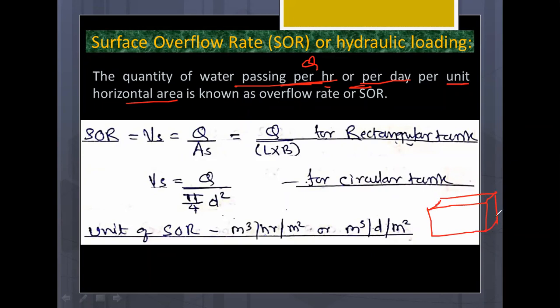A rectangular tank has a horizontal area. This is the vertical area, right? So this is nothing but the horizontal area, or what we call the surface area of a tank, right? So how can we define the surface overflow rate?